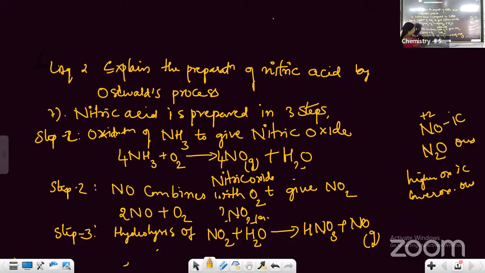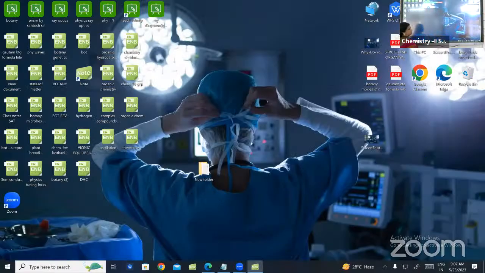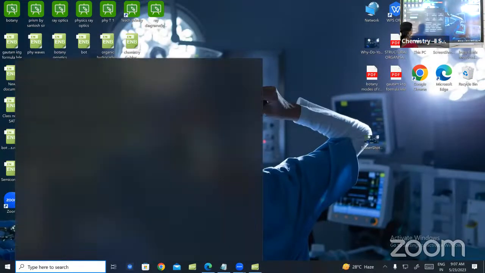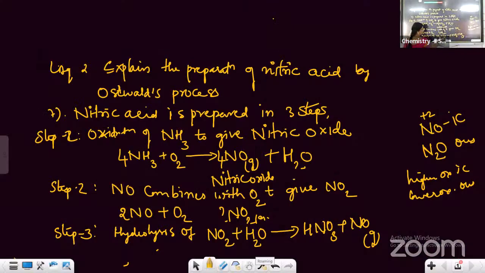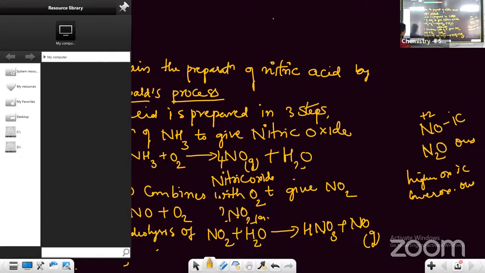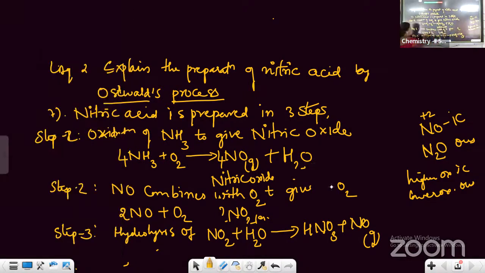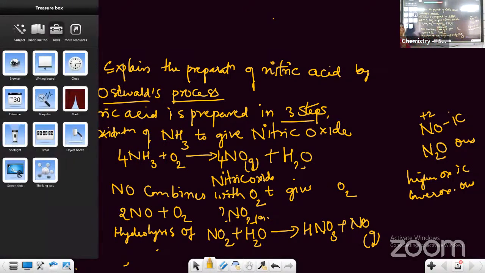So what is the third step? Hydrolysis of NO2 gives HNO3 plus NO. Okay. So preparation of nitric acid by what process? By Ostwald's process. Now here this reaction will be carried out in how many steps? It will be carried out in 3 steps. The process is completed in 3 steps.